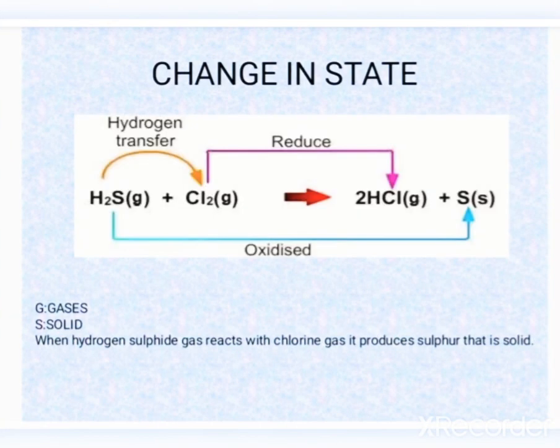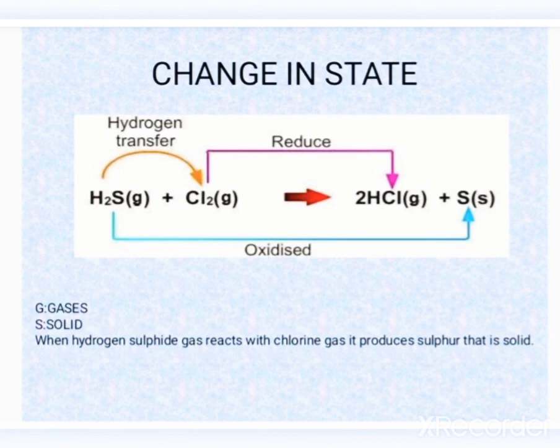Next comes the change in state. There is a possibility that in a chemical reaction, a change in state is observed. That means when you start a reaction, the reacting substances are in one state, but later, in the further stages, you will observe that a solid substance changes into gaseous form, or the other way around. So here in this reaction you can see what happens.